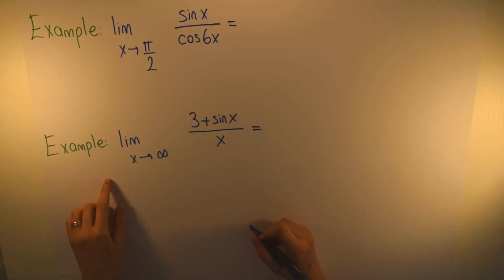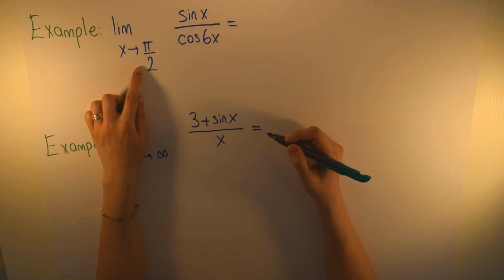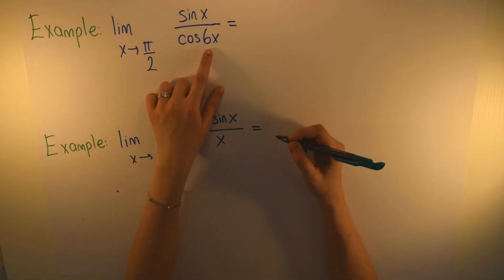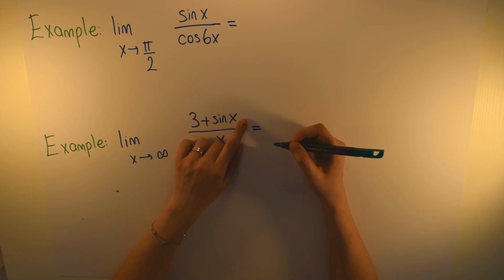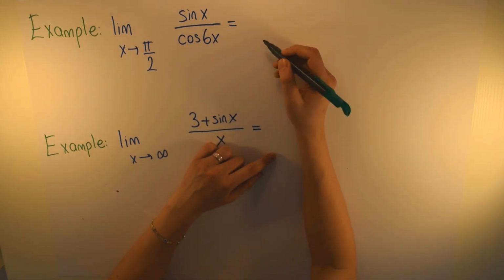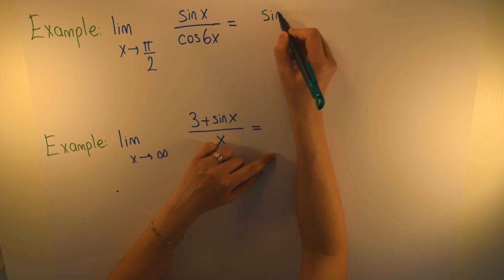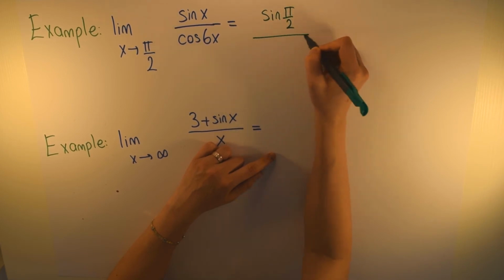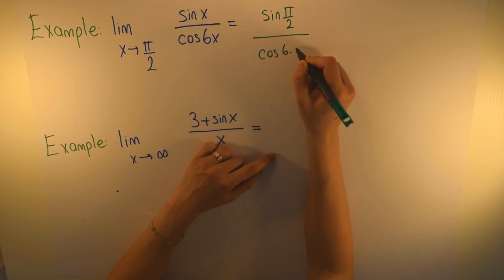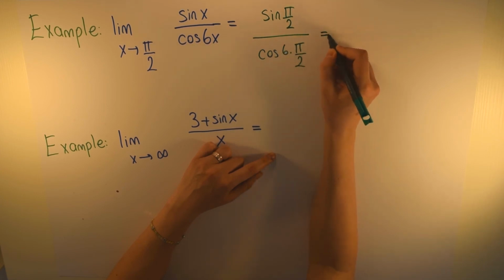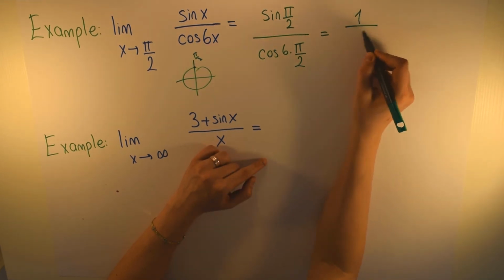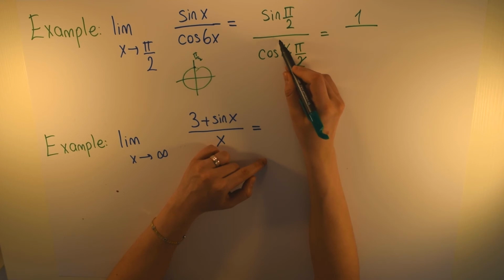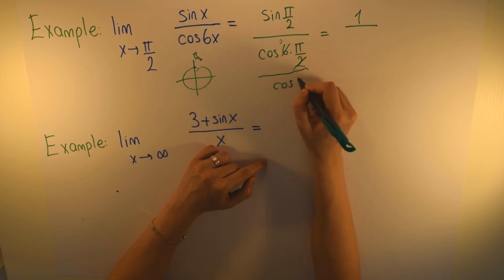Let's continue with these examples. In the first example, we have the limit as x approaches pi over 2 of sine x over cosine 6x. Here we put this value instead of x in our expression. So it will become sine pi over 2 over cosine of 6 times pi over 2, right? Sine pi over 2, when I draw my unit circle, pi over 2 is here and its sine is equal to 1. So this is equal to 1. Here, when I simplify, it's 3, so we have cosine 3 pi, right?